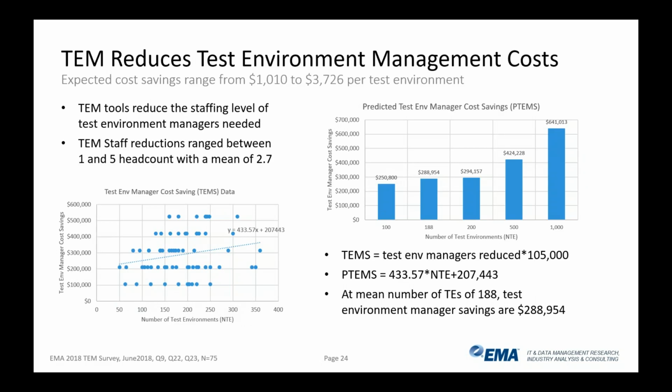Okay, so the fourth cost savings model was tied to a reduction in TEM staff costs. And enterprises here reported that TEM tools enabled TEM staff reductions of between 1 to 5 headcount, with a mean of 2.7. Now, these headcount savings were related to the number of test environments for the enterprise. And the average enterprise in our sample could expect to see about 300,000 in cost savings per year because of reduction in headcount. So that's actually pretty significant.